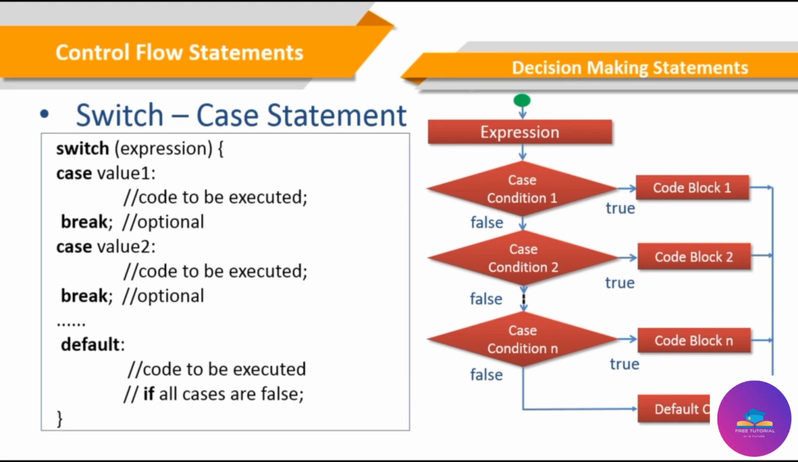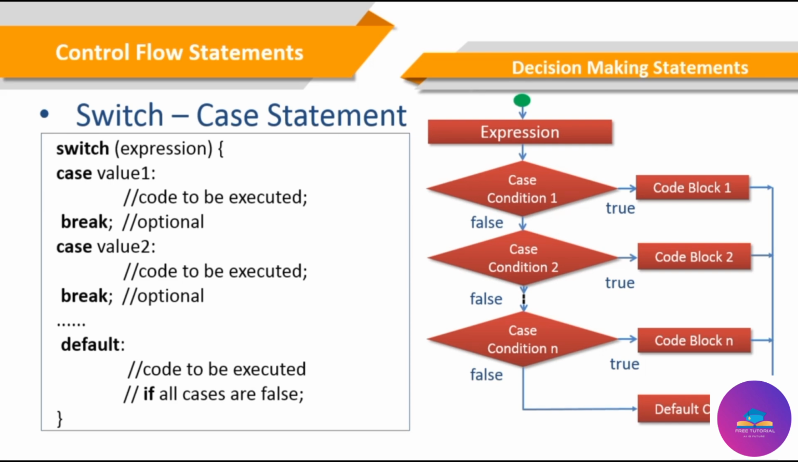The switch case statement starts with a switch keyword and a conditional expression between brackets. So if case condition 1 is true, code block 1 is executed. If case condition 1 is false and case condition 2 is true, code block 2 is executed, right? If case condition 1 is false and case condition 2 is false, and case condition N is true, then code block N is executed, right? If all case conditions are false, the default code is executed.